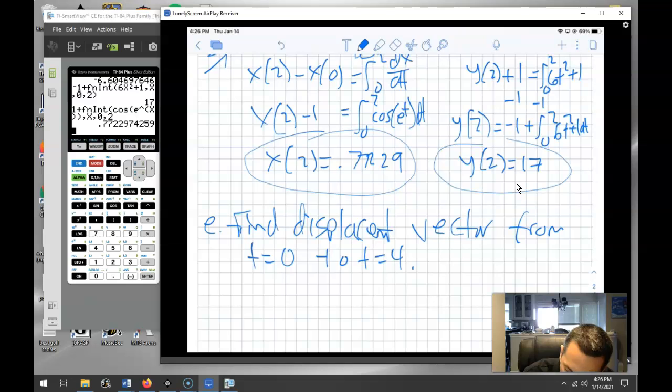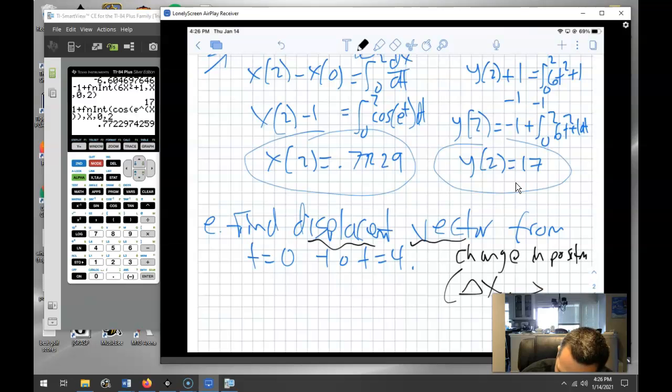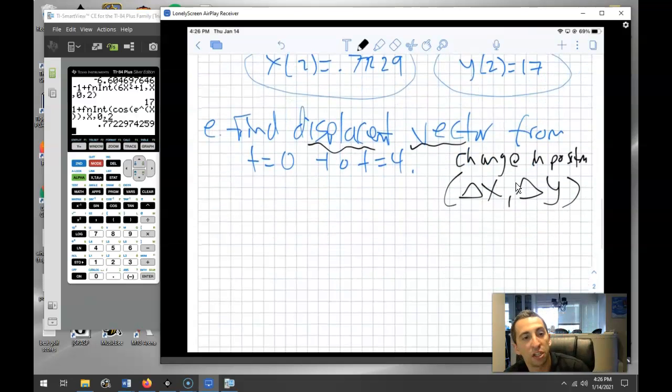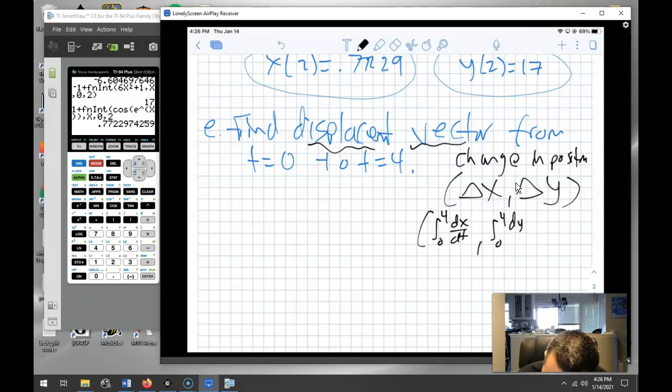Okay. And remember that when we see the word displacement vector, that's a change in position. So what they're asking me for is how much did the x change, and then how much did the y change. And if I want to see how much the x changes and how much the y changes, that's just the integral 0 to 4 of dx dt, and the integral 0 to 4 of dy dt. So that's all it's saying. It's just our change in our horizontal position and a change in our vertical position.